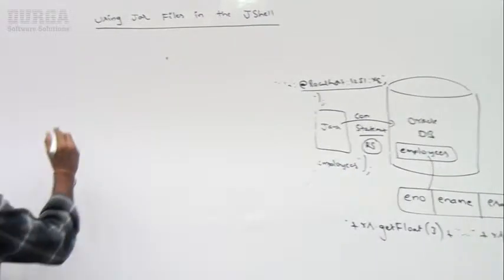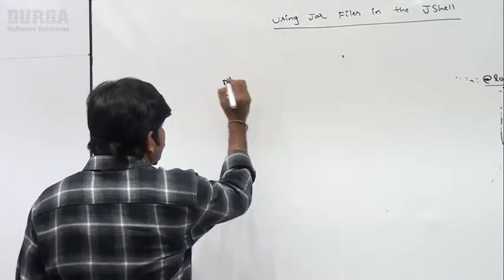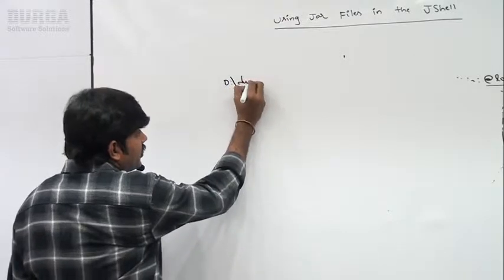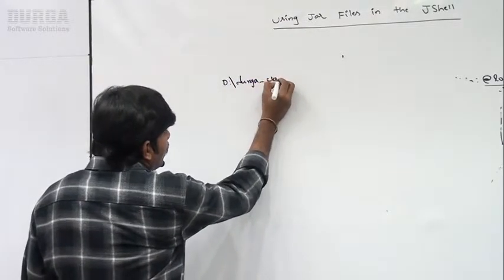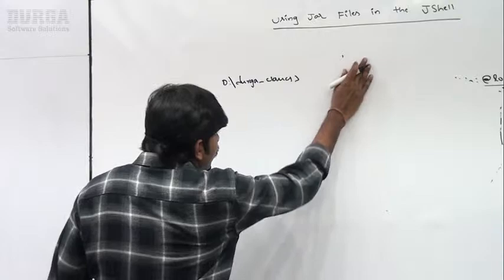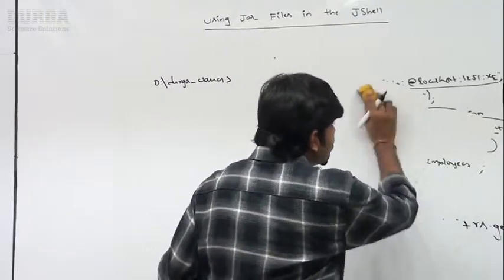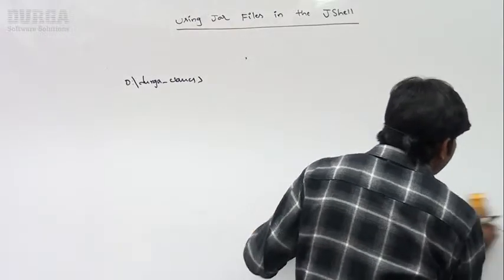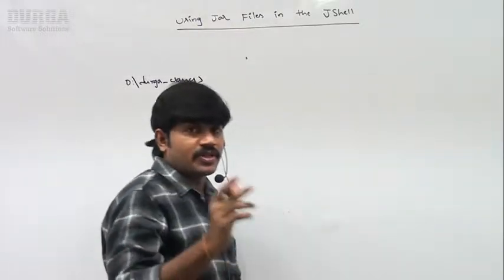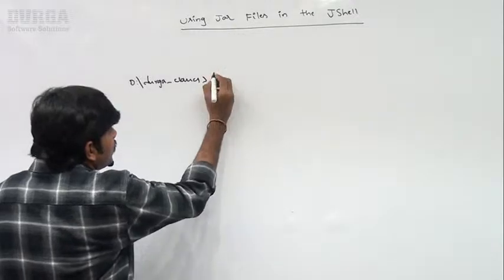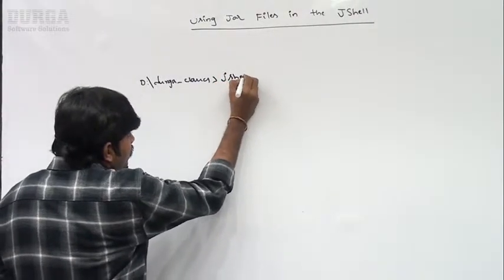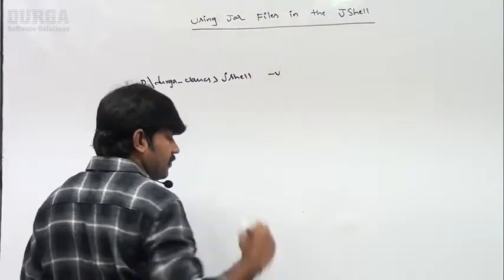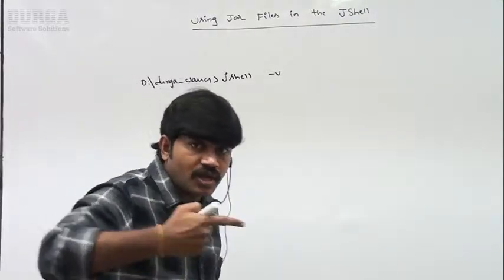Suppose you are in D colon. Observe that. You are in which location? D colon Durga classes. From here, I want to open JShell. While opening JShell, can you please make the classpath available also? What do I have to use? jshell -v. This is our command to start JShell.